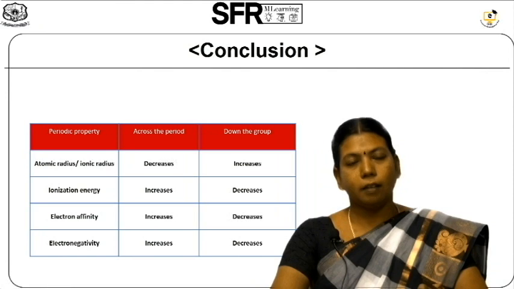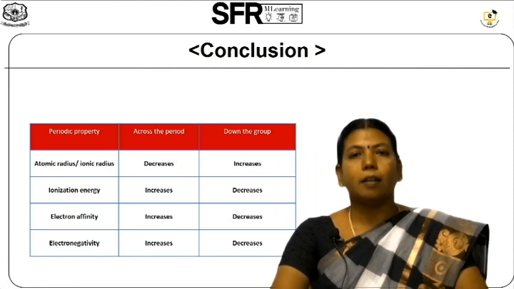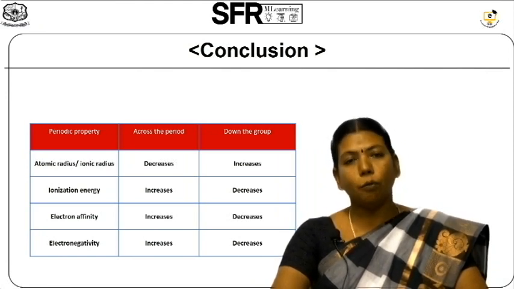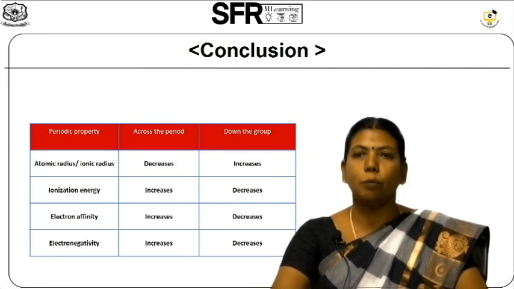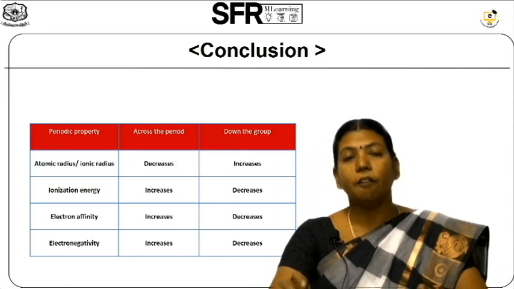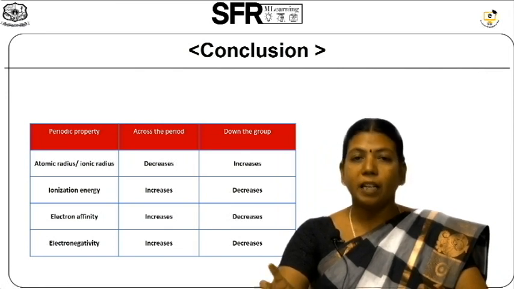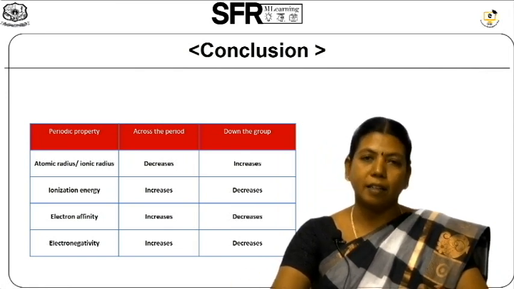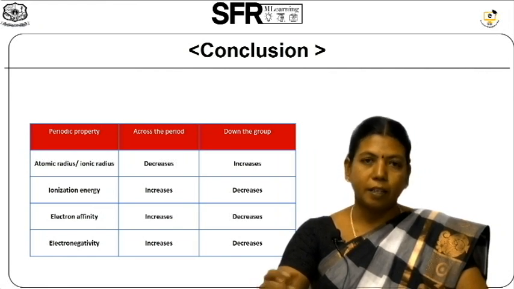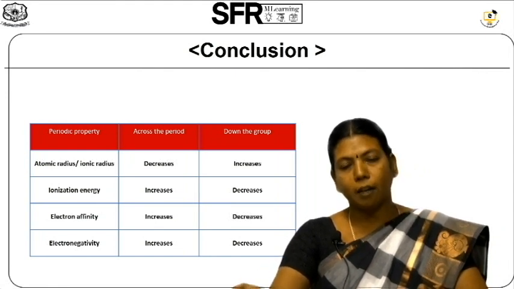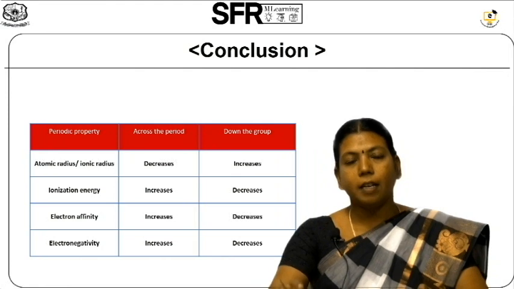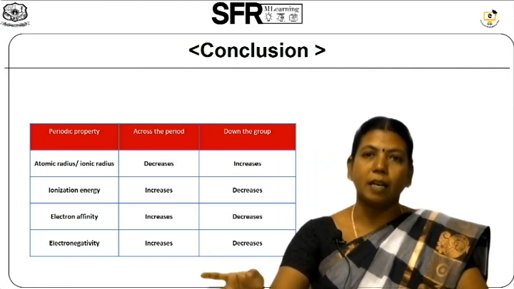As a conclusion, the atomic radii, when we move from left to right in the periodic table, decreases, and when we move down the group, it increases. When the size of the atom increases, the ionization energy decreases, electron affinity decreases, and the electronegativity also decreases. So, ionization energy is inversely proportional to the atomic radii. Atomic radii is inversely proportional to ionization energy, electron affinity and electronegativity.